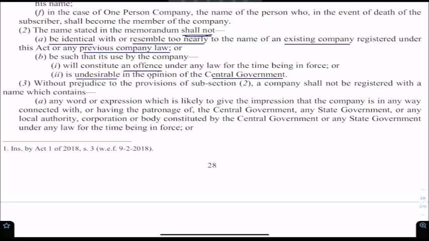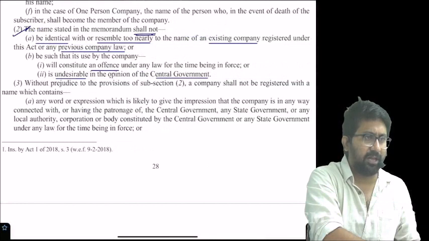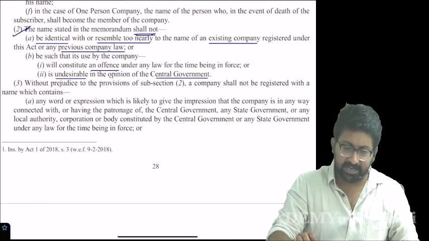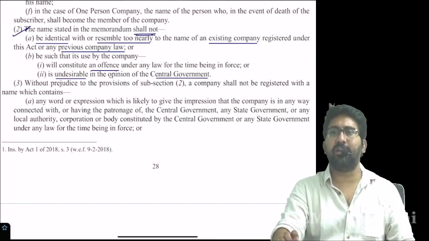Okay, completed? Okay, first point. Listen, subsection 2 is talking about how the name should not be. How it should not be, clarity was given. Nothing doubtful there. Name stated in the memorandum shall not be.